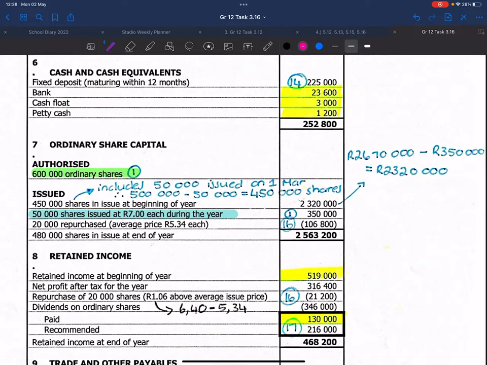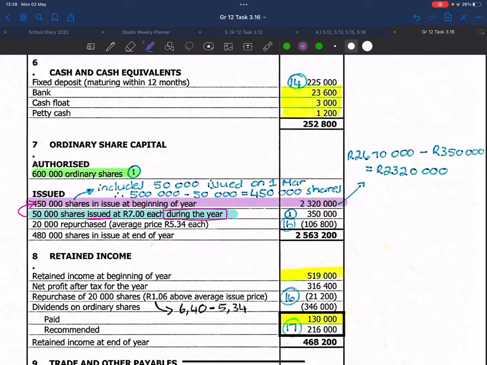The reason why we have to separately disclose that, and we can't just include that in the balance at the beginning of the year, is because we issued these shares at the beginning of the year, but we need to state all the shares that were issued during the year. So even though it's the first day of our financial year, we have to take it out of that opening balance and separately disclose it. So we issued 50,000 shares at 7 Rand each. So that means that we need to deduct that from that balance they gave us in our pre-adjustment trial balance to get our balance at the beginning of the year.